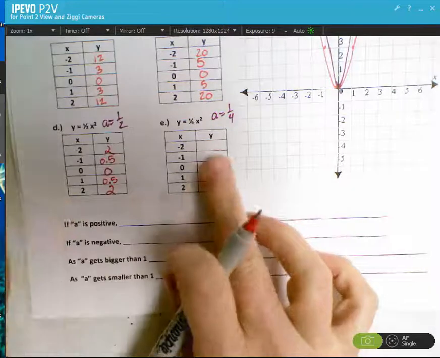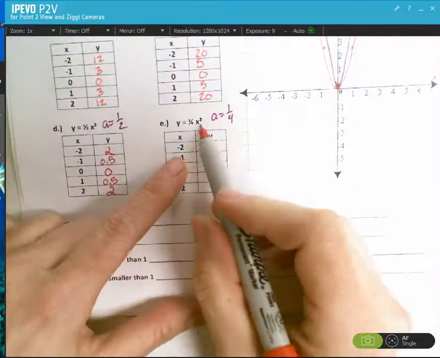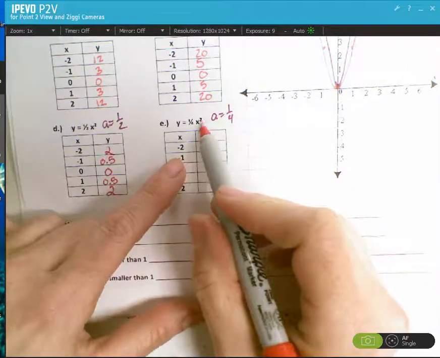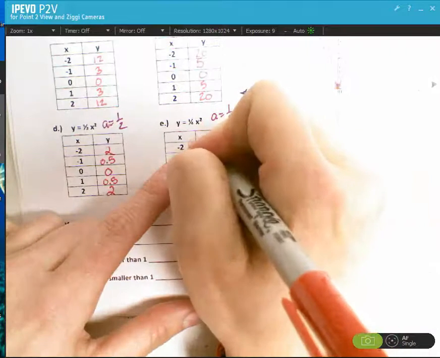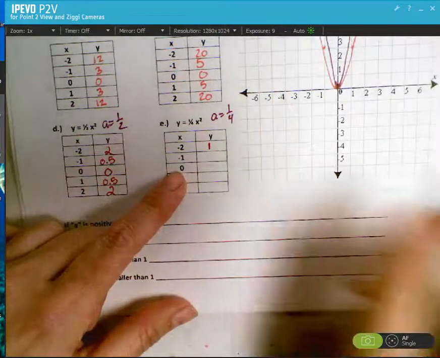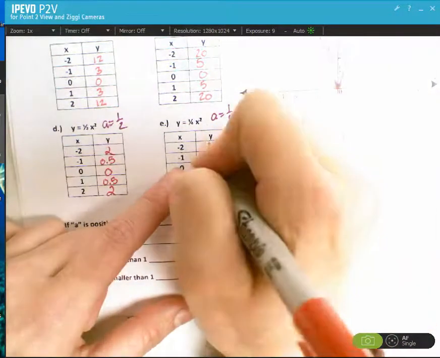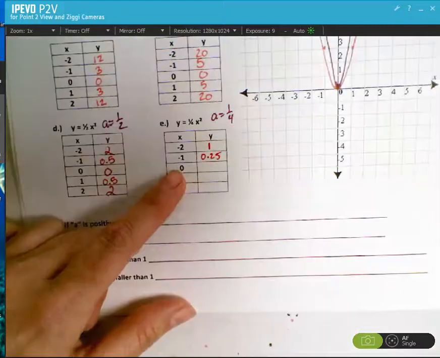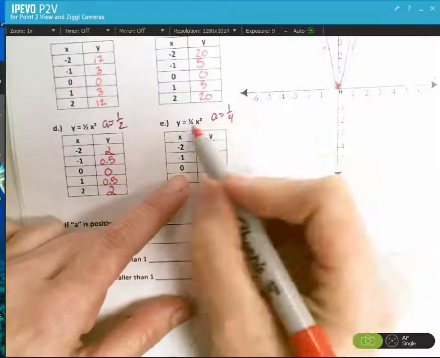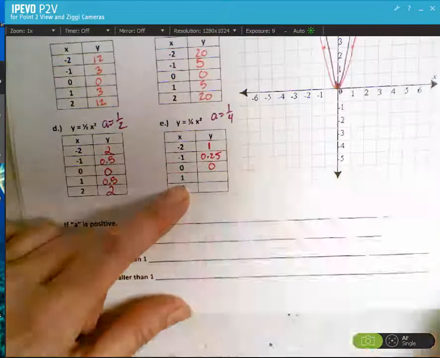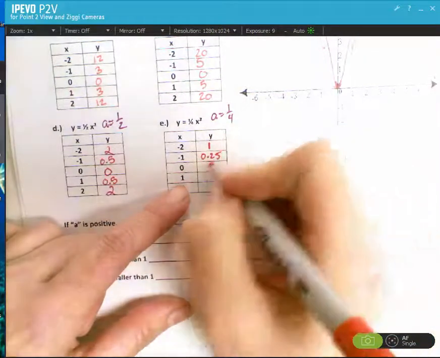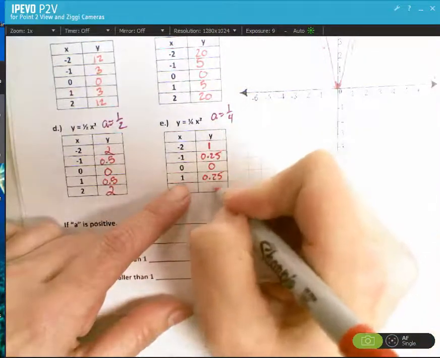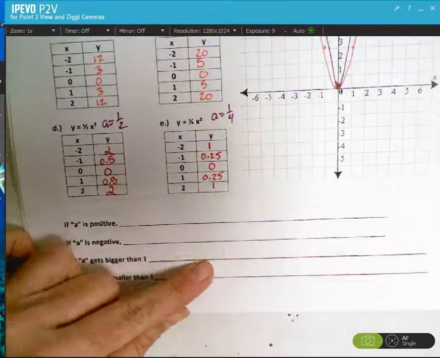Let's do 1/4 real quick. If we drop in -2 squared, that's 4 times 1/4. That means we're going to have a 1. -1 squared times 1/4 is 1/4, which is 0.25 when we're graphing. 0 times anything, when I substitute that in, it'll be 0. I know I'm symmetric, so I know this is automatically going to be symmetric around 0.